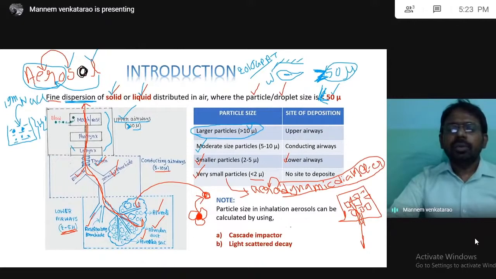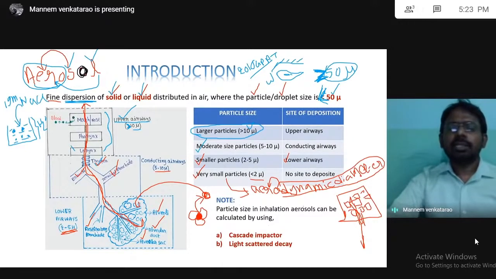That's why in an interview, if anybody asks which particles are not recommended in inhalation aerosols, the answer is aerodynamic diameter particles. What is the size? That is less than 2 micron. Why can it not be deposited? Because there are no chairs. There is no seat in the respiratory tract.